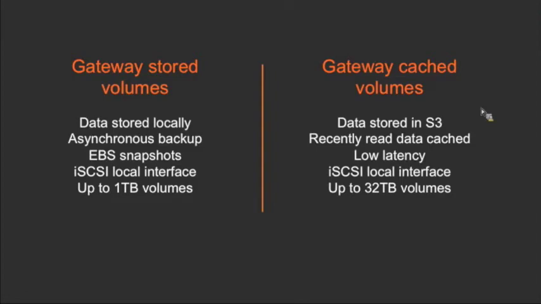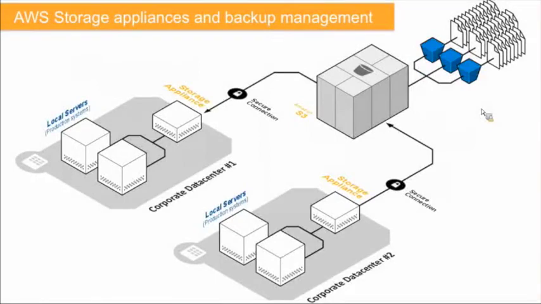The other option is something called gateway cache volume. In this particular deployment model, only your recently read data is cached within your storage gateway, and infrequently accessed data will be archived up into S3. So if you hit an object or a file which has not been accessed recently, that will be pulled back over the network, stored in the cache on the storage gateway and made available to you over the local iSCSI interface. And here you can have much larger volumes, but obviously you've got a little bit more latency if you're accessing infrequently accessed files outside the cache volume which is held locally.